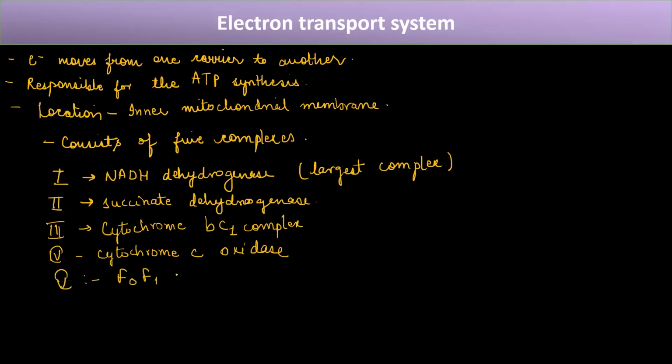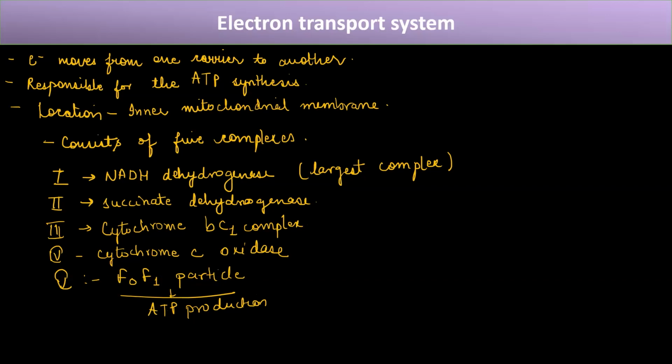We have also heard about this F0F1 particle previously, right? This F0F1 particle actually leads to ATP production. It is the same as the F0F1 particle we have studied, or you will study, in photosynthesis. There it was located in the chloroplast. Now here it is located in the mitochondria.